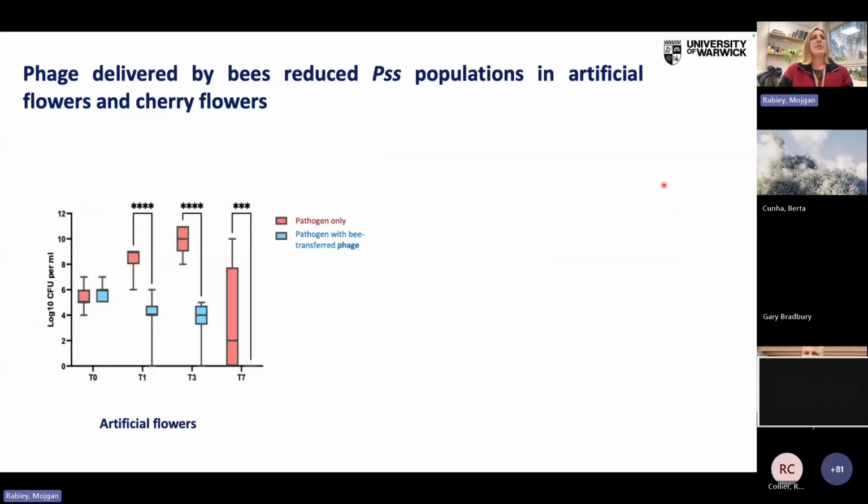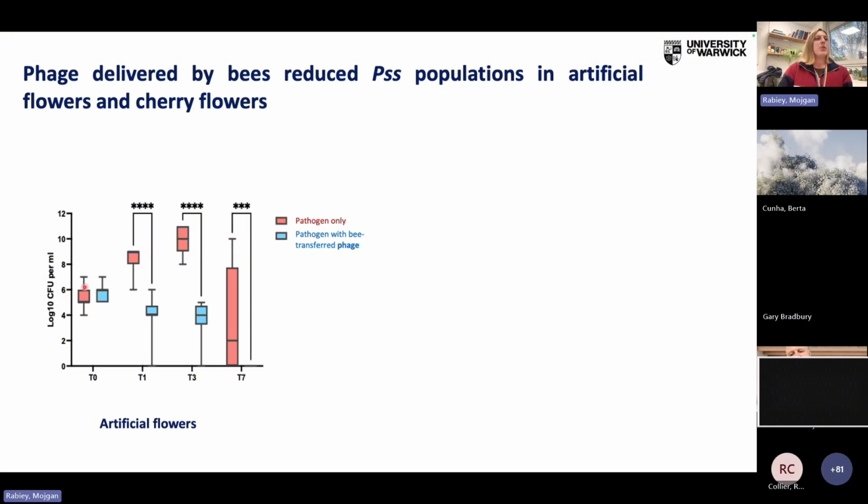A little bit about the results. In short, in the artificial flowers, bees are very good at transferring phage from the hive to artificial flowers. They transfer to up to 90% of artificial flowers, and the transferred phage was effective at reducing and clearing bacterial infection in these artificial flowers.